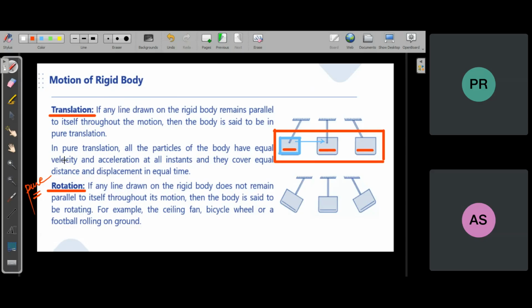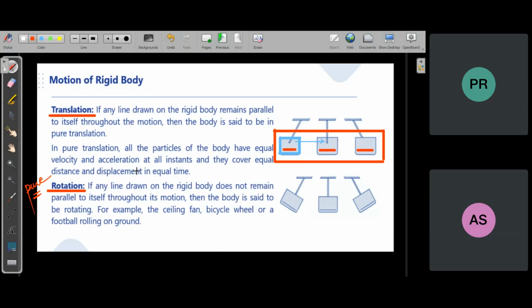So if you say Earth's motion about its own axis, then it is pure rotation. But the complete motion of Earth is rotation plus translation, where the entire Earth is going from one place to another. So if you have to understand what pure rotation is, focus on the ceiling fan. A ceiling fan is in pure rotational motion.